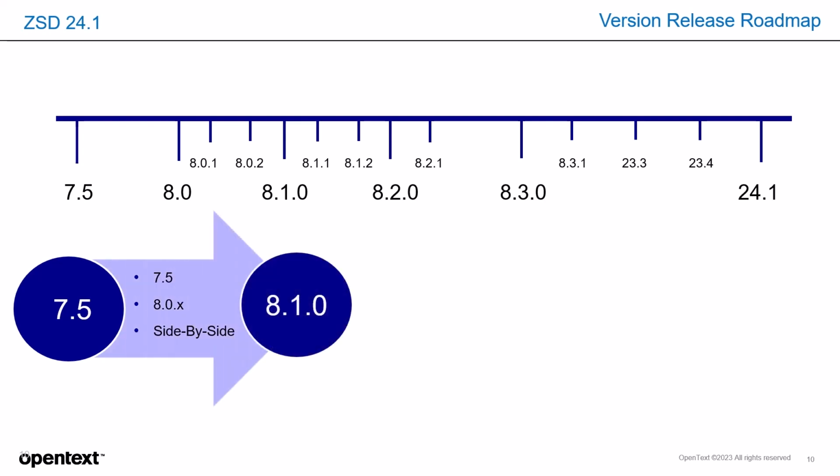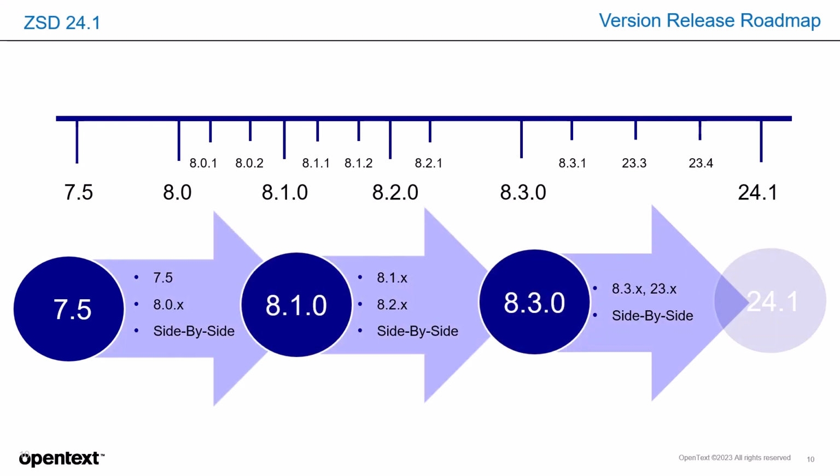If you're at a lower version, this is what you'd want to map out for your migration to get to 24.1: beyond 7.5 to get to 8.1, beyond 8.1 to get to 8.3, and beyond 8.3 to get to 24.1, or their updated versions like 8.3x or 23.x. But those will need to be side by side.